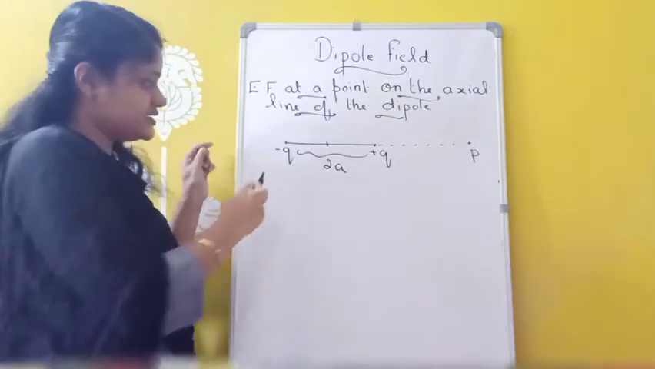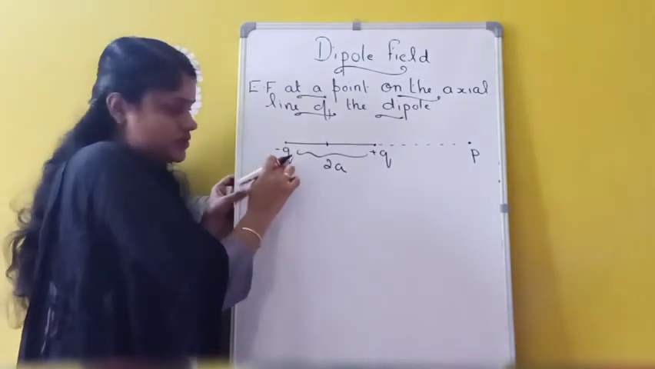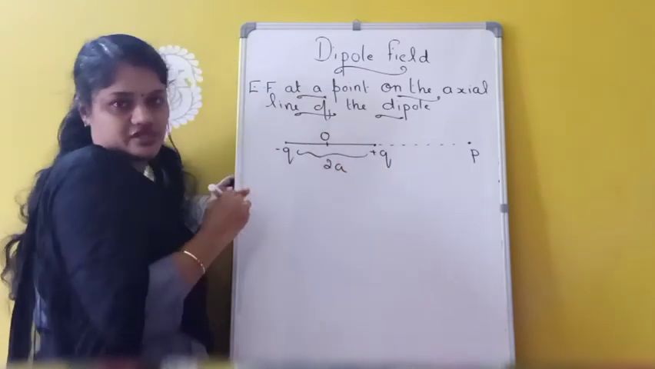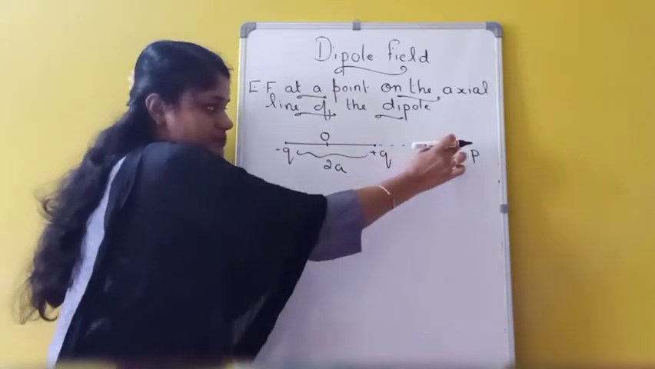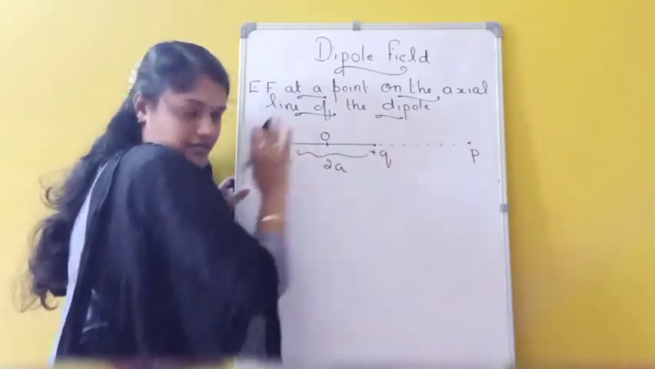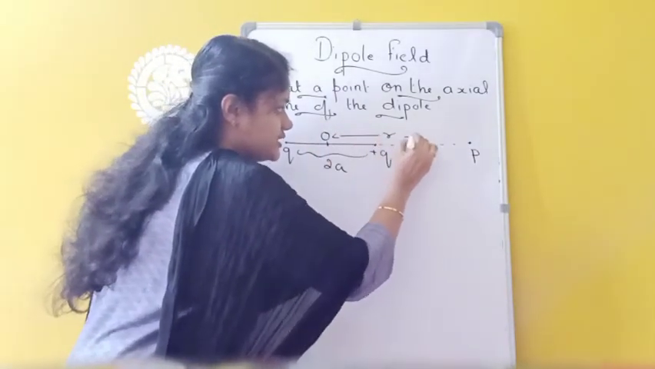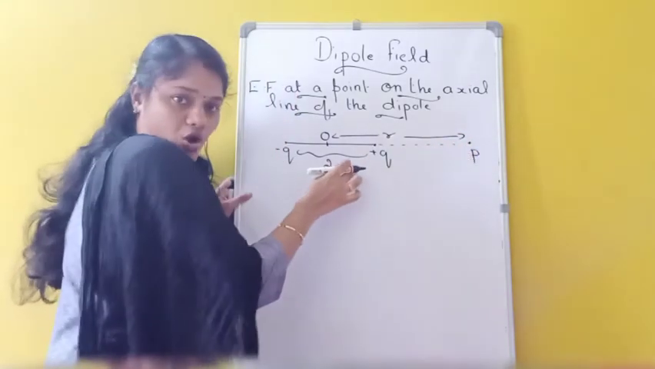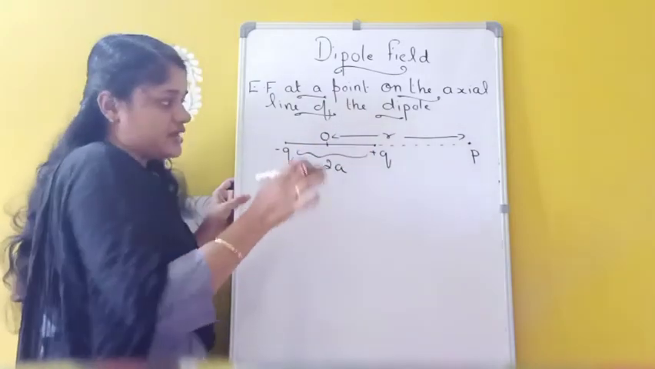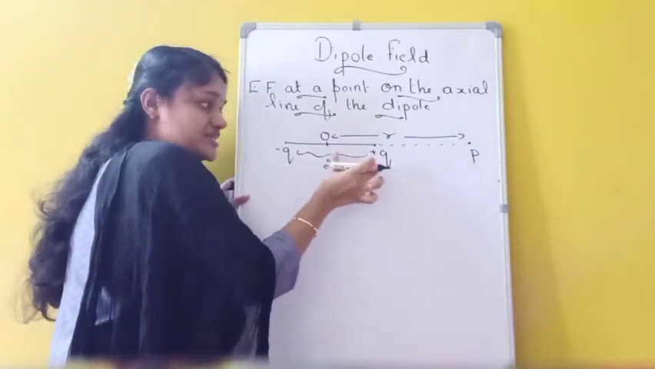So consider an electric dipole consisting of two equal and opposite charges plus q and minus q separated by a short distance 2a, and this O is taken as the center of the dipole, and we consider one point P along the axial line of the dipole. This point P is at a distance of r from the center of the dipole. What we have to find is the net electric field acting at this point P due to this electric dipole.